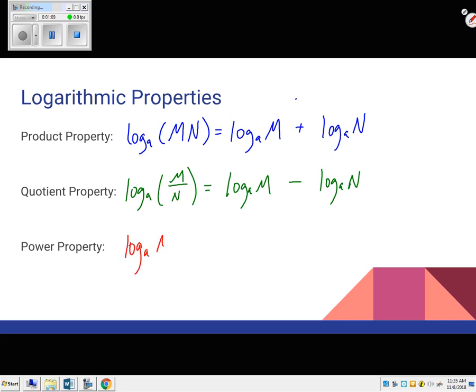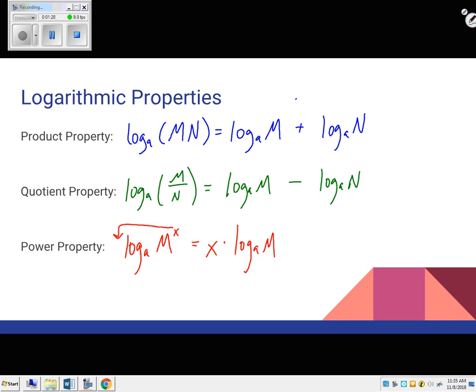Log base A of m to the x. I'm not sure what your book does, I'm just going to say x. It says my favorite property right here because it just makes sense. Just drop that x down in front. So it's x times log base A of m.